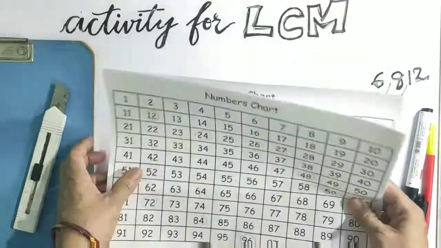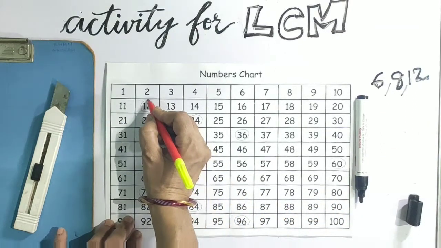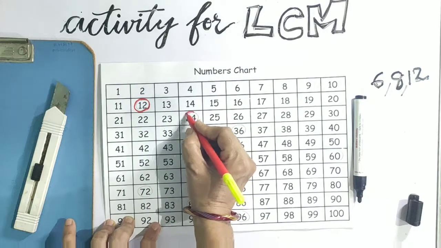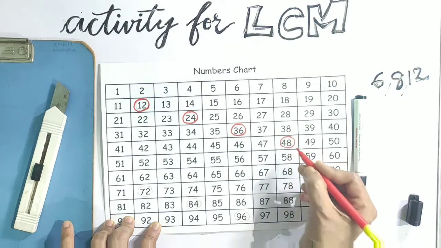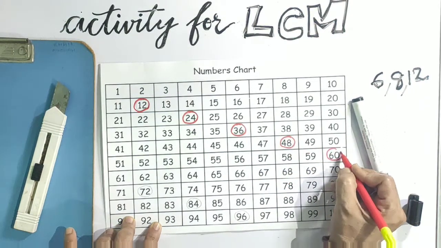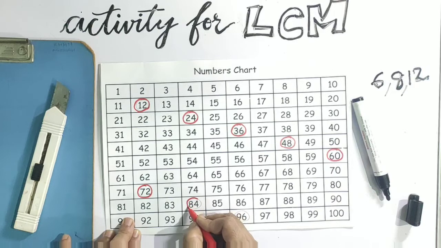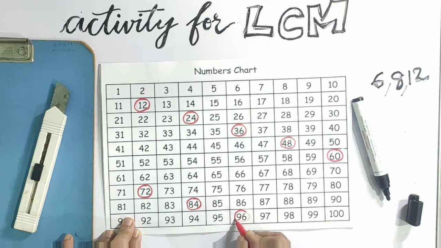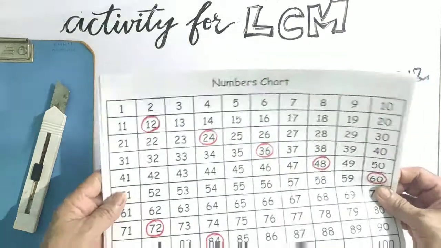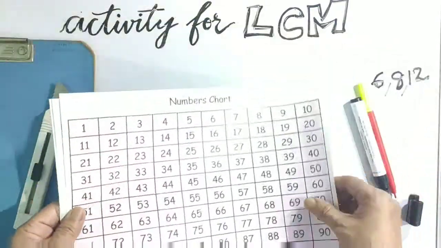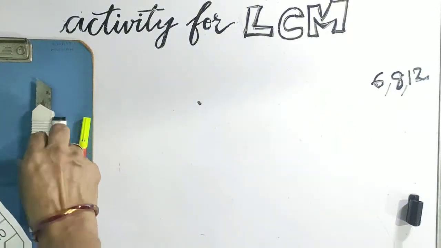Now the next number is 12. So encircle all the multiples of 12: 12, then 24, 36, 48, then 60, 72, 84 and 96. So I have encircled the multiples of 12, and this is the last chart which you will have to put on the base. Now what you will have to do?